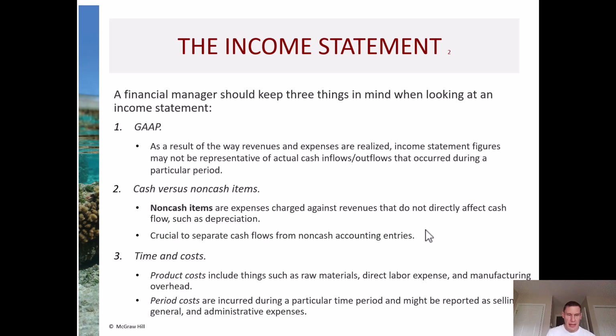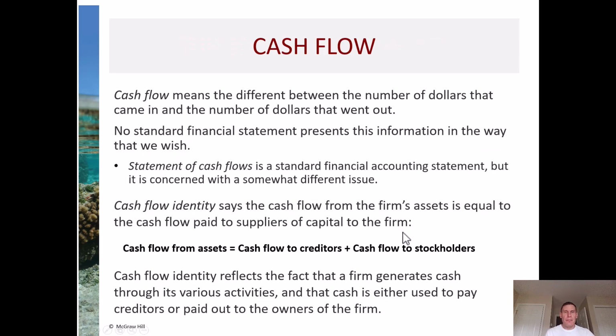And number three is time and costs. Product costs include things such as raw materials, direct labor expense, and manufacturing overhead. And we compare those versus period costs, which are incurred during a particular time period, and might be reported as selling, general, and admin expenses. That's how they're typically reported.